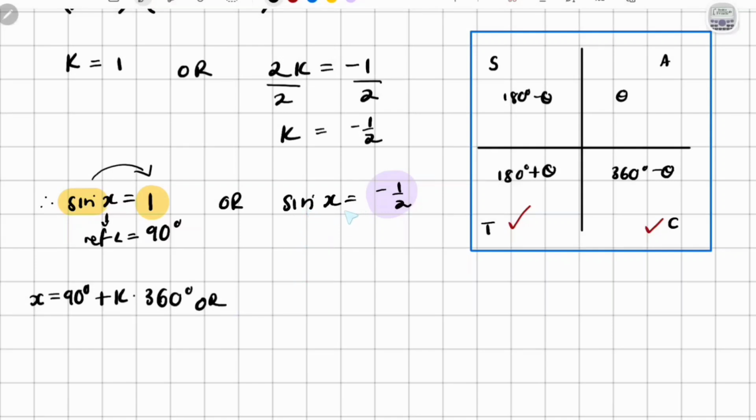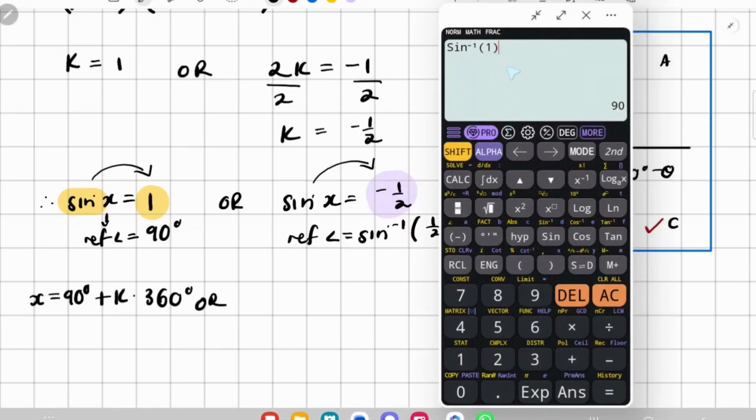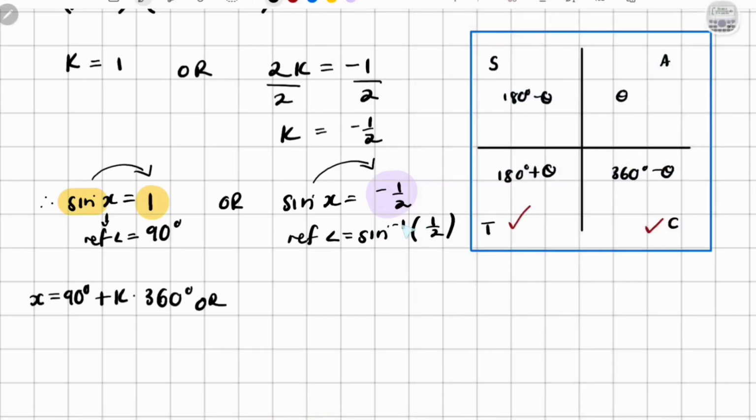First of all, I'm going to get the reference angle. Again, it's by taking sine inverse. And in this one, look at how this is done. Yes, we'll take sine inverse and get the second function, but you're not going to take negative a half. You just take the absolute value. You take a half, regardless of whether it is positive or negative. So if you say shift sine of a half in your calculator, you'll get 30 degrees, because sine of a half is 30. So that is our reference angle.